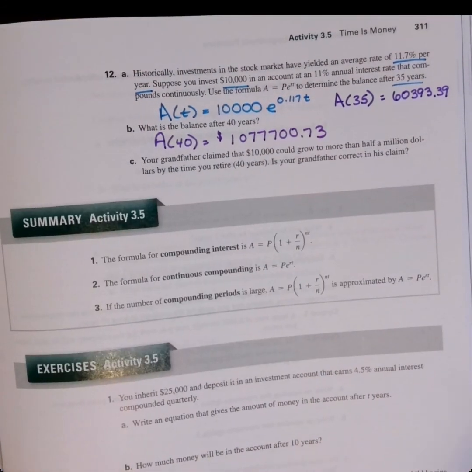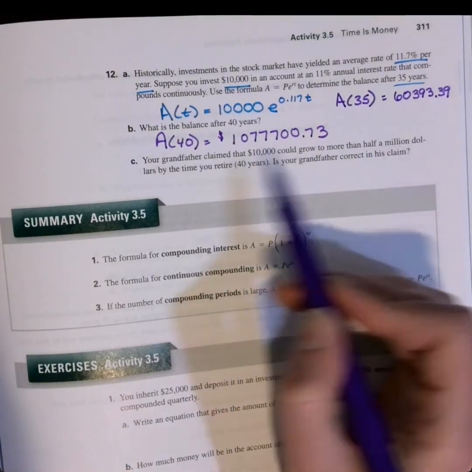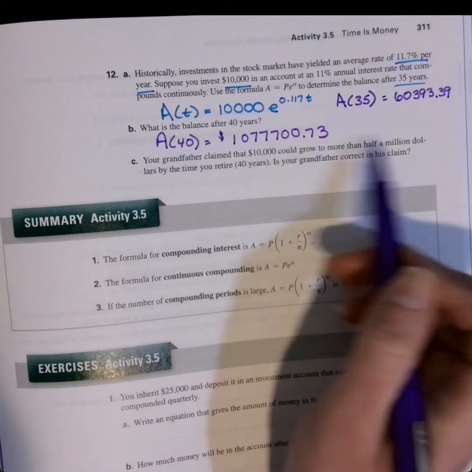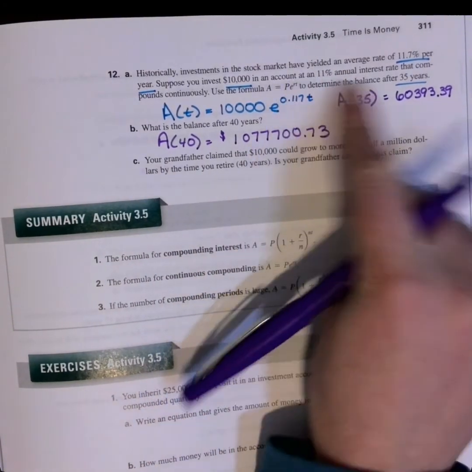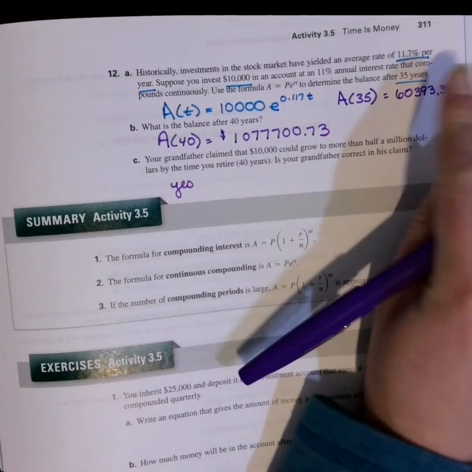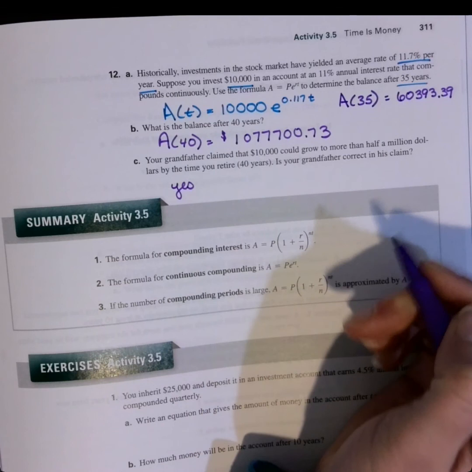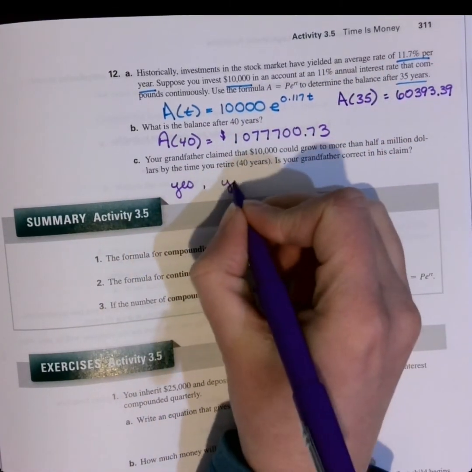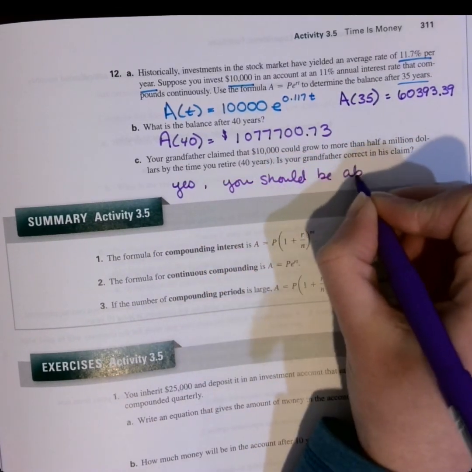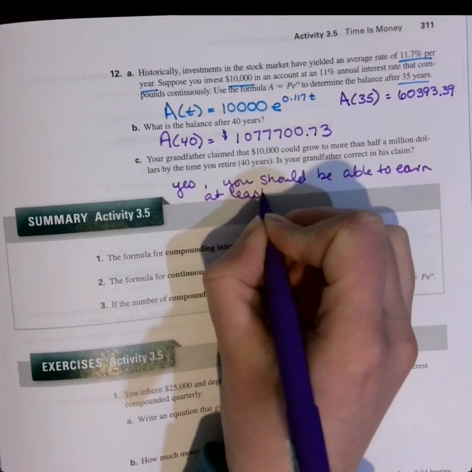So, my grandfather claimed that $10,000 could grow to more than $500,000 by the time you retire. So, depending on how old you were when you got the investment, if you still had about 40 years to work, is your grandfather correct? If you stuck it in the stock market and you had a rate of about 11%, then that was possible, right? So you'd say yes, even if you considered a little bit of ups and downs in the stock market. If you can reach $1 million after 40 years, then you should be able to get at least $500,000, even if there's some ups and downs.